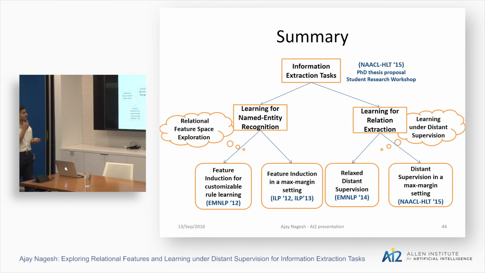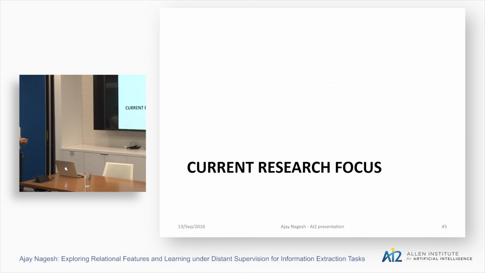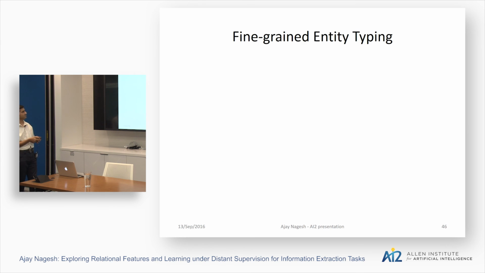So this is the summary, and what we did not cover is how the relational features perform in a statistical setting, and also what happens when we relax some of the constraints of distant supervision and other works. And very briefly, I'll just try to cover my current research focus.